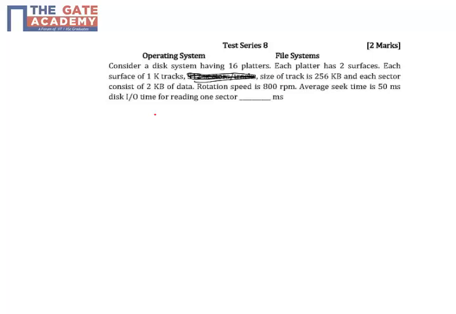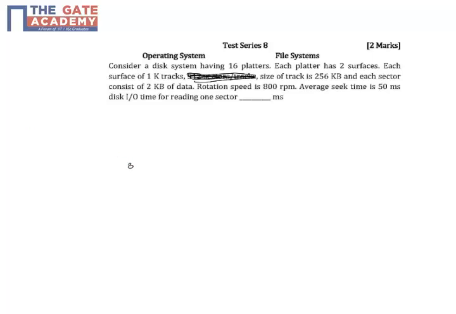Now they have asked what is the disk IO time for reading one sector in milliseconds after the read write head is positioned on the desired sector. So they are just asking about the data transfer time for one sector. We know that the data transfer time to transfer one particular track is equal to one rotation time. So first of all, we will compute what the one rotation time is.